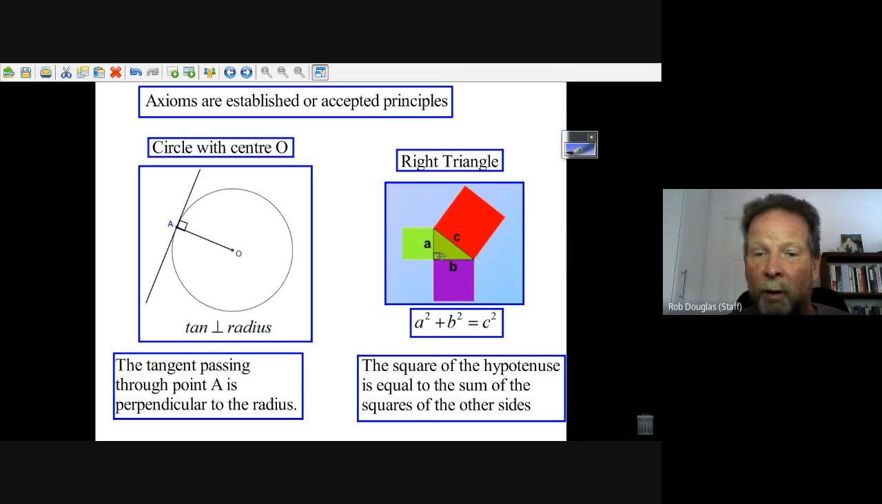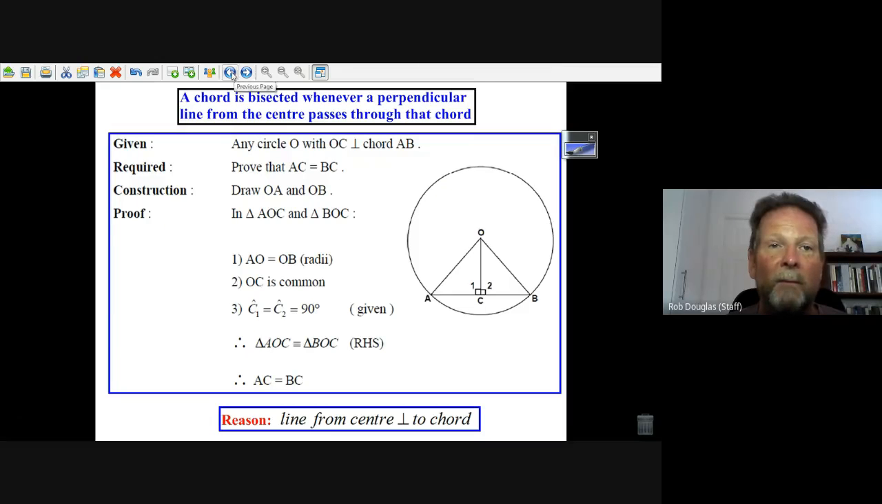If you have a right-angled triangle, the square of the long side is equal to the sum of the squares of the other two sides. And you just write by Pythagoras whenever you use that. So those two axioms are important. We're going to use them. In the next video, we're going to start off with a chord that is bisected. A chord is bisected whenever a perpendicular line from the center passes through that chord. If you have a line from the center and it's at 90 degrees, it's going to cut the chord into two. We're going to look at that more carefully in the next video.